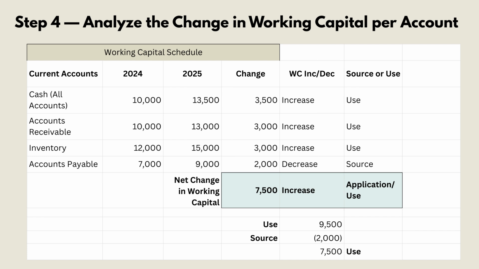In step 4, we break that $7,500 down by account, so we see what created the change. So all of our cash combined were up $3,500.